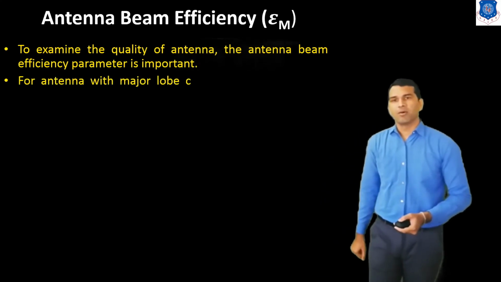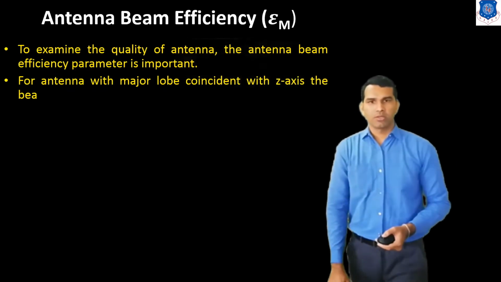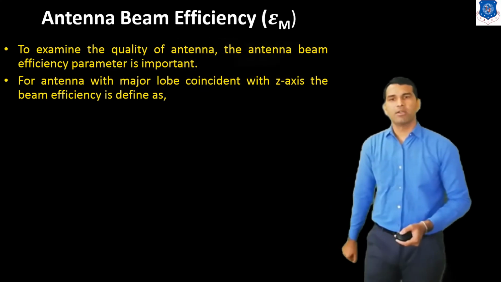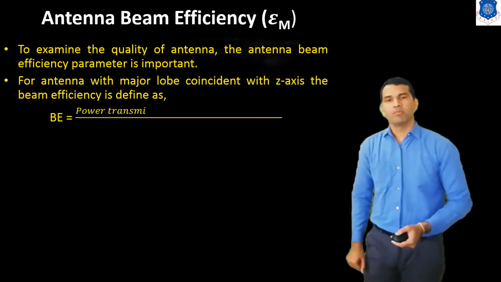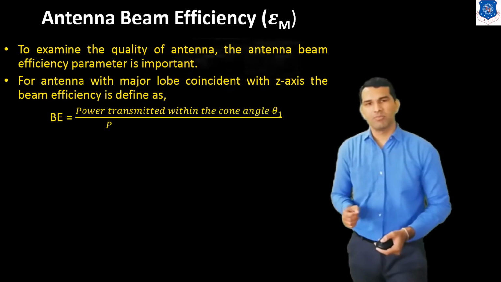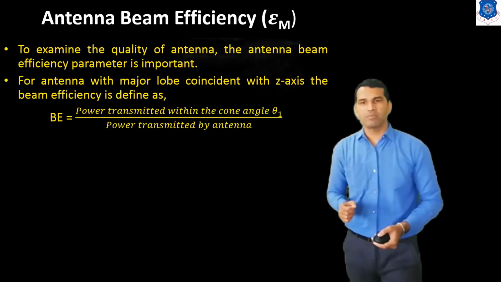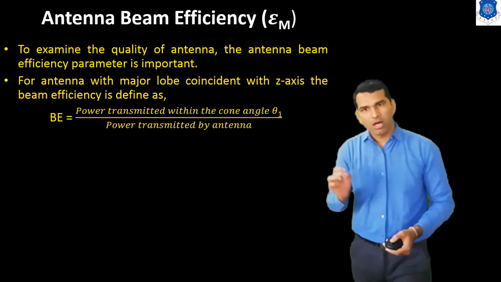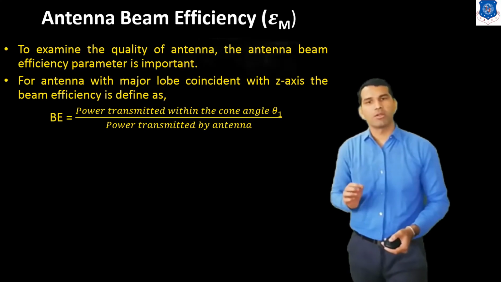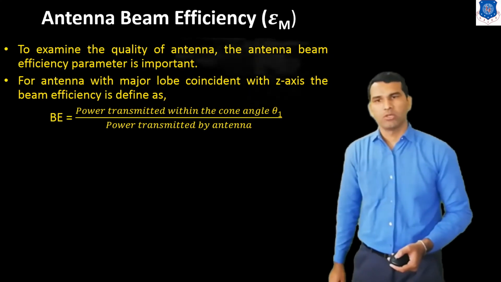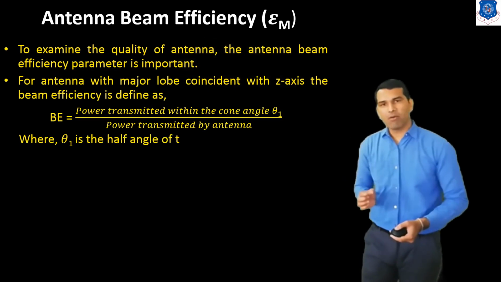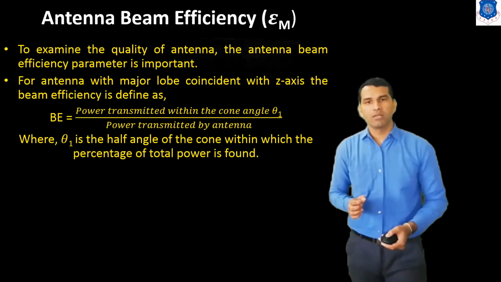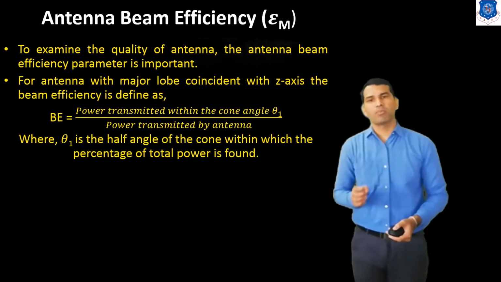For an antenna with a major lobe coincident with the Z-axis, the beam efficiency is defined as BE is equal to power transmitted or received within the cone angle theta 1 upon power transmitted or received by the antenna. Here theta 1 is the half angle of the cone within which the percentage of total power is found.